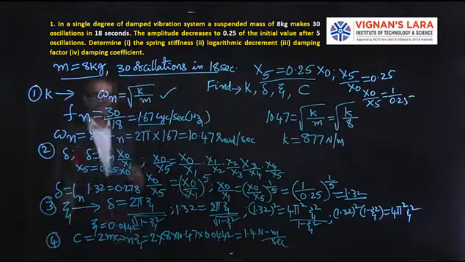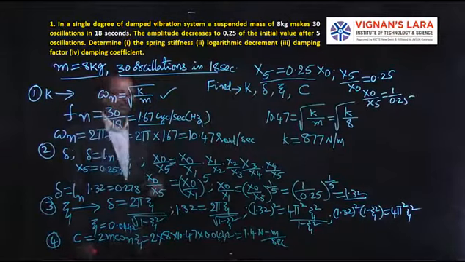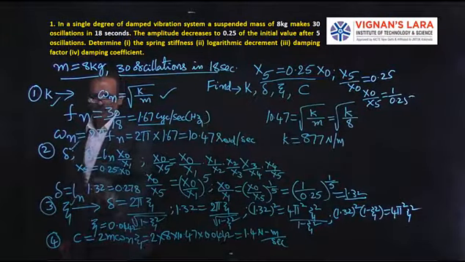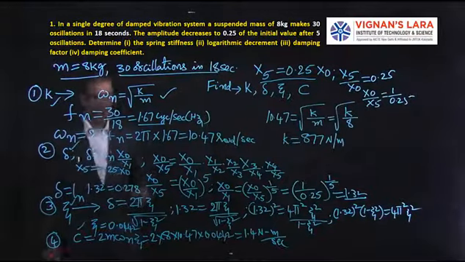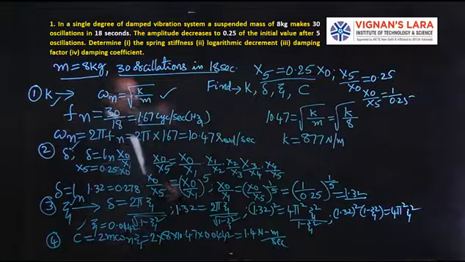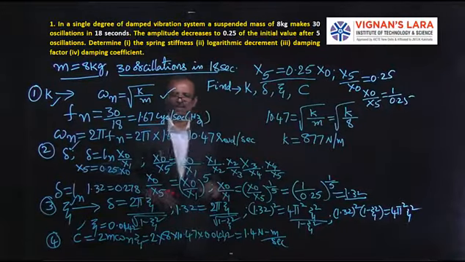So this is a straightforward substitution problem. With the given data, we get the solutions like stiffness, logarithmic decrement, damping coefficient, and the damping factor, all these values, simply by writing in the equations which were already discussed in the previous lectures. It is a straightforward problem.